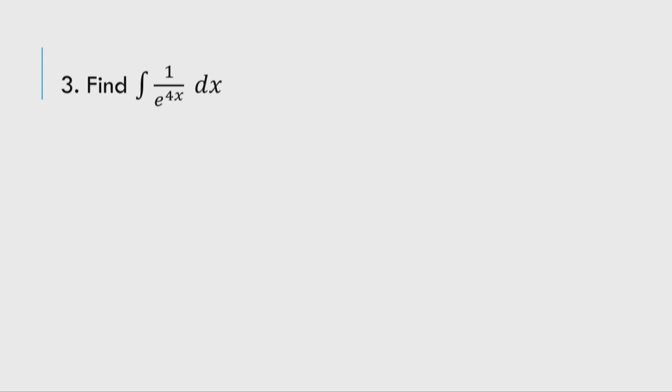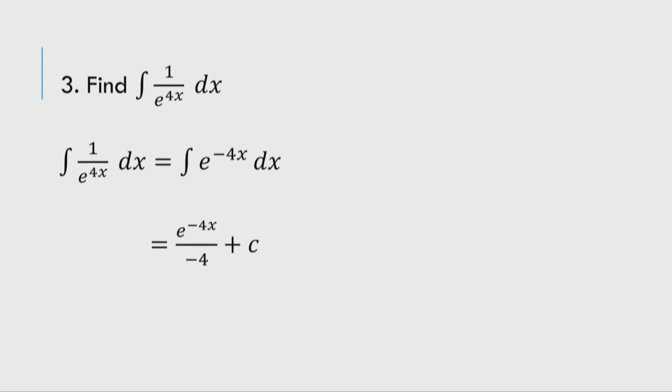Example 3. Find integration of 1 over e to the power of 4x with respect to x. Before integrating, first we need to rewrite the function as e to the power of negative 4x, which is equal to e to the power of negative 4x divided by negative 4 plus c. Simplifying this, we get negative 1 over 4 e to the power of negative 4x plus c.